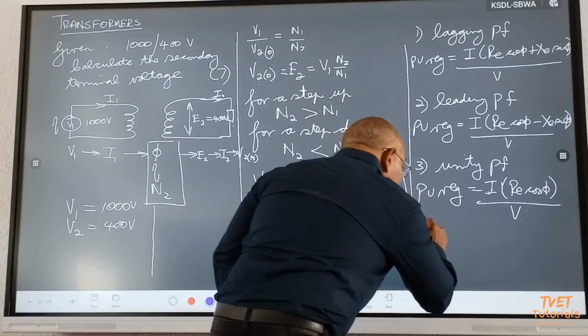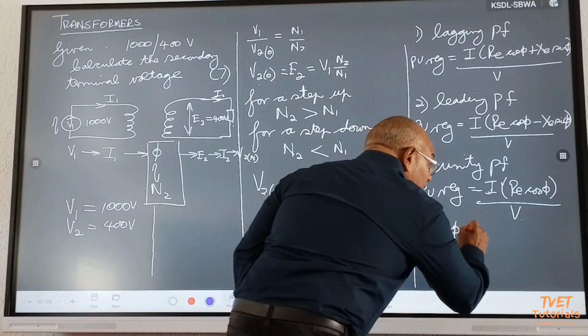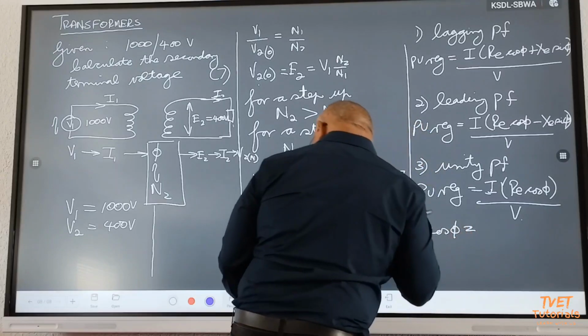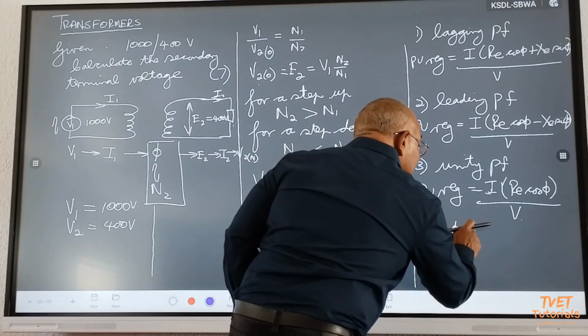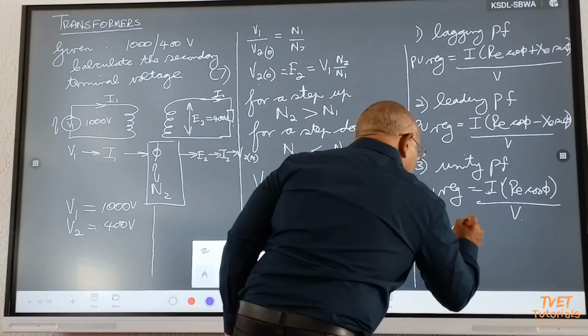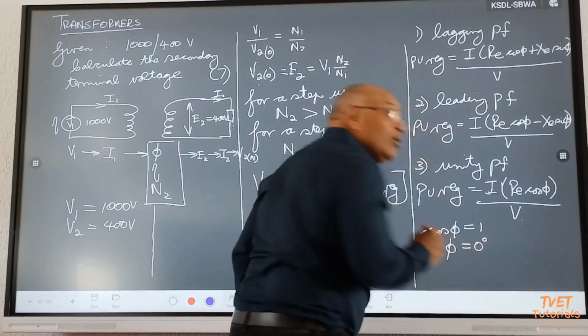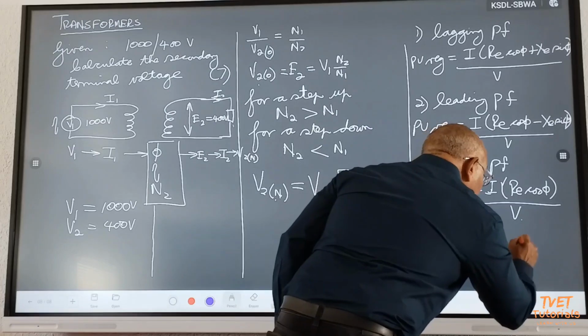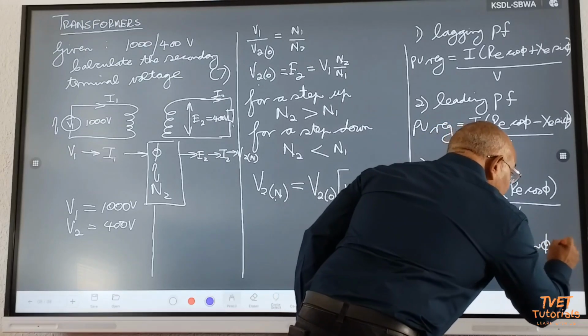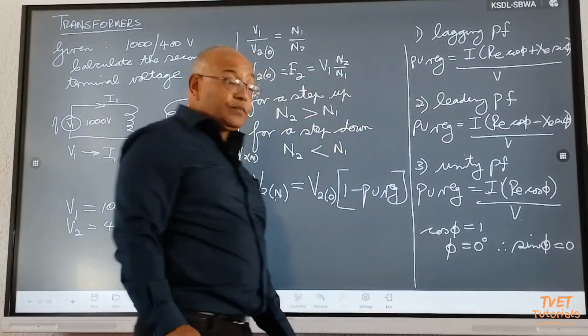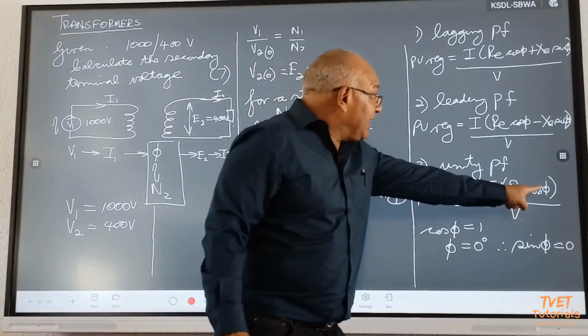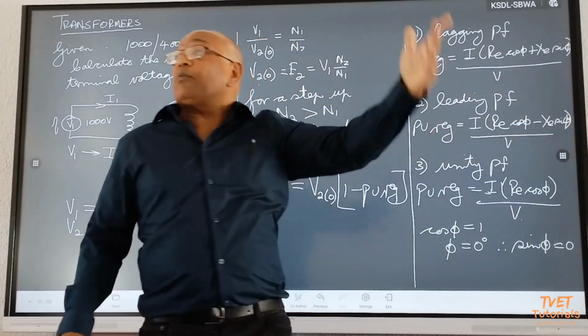Remember it's cos phi, right? Cos phi equals what? 1, sorry. Equals 1, right? Unity, yes. So cos phi equals 1. Phi would equal 0 degrees. Therefore, sine phi would equal 0. And you'll find here that the XE part goes. It's gone.